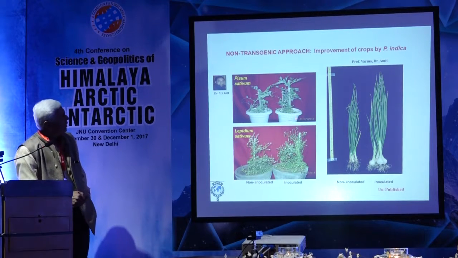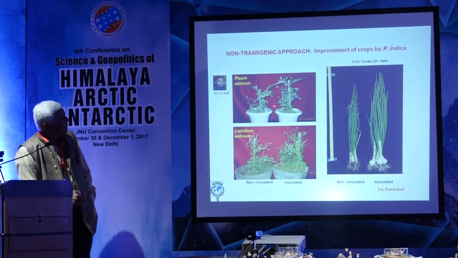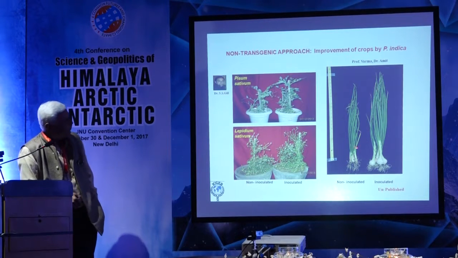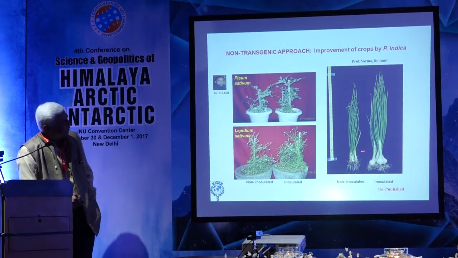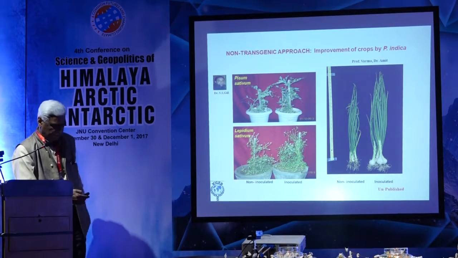Some more examples you can see here in Pisum sativum without inoculation and with inoculation, and some other plants also. Recently we have done this in onion. You can see onion production is increased after inoculation with the P. indica fungus.